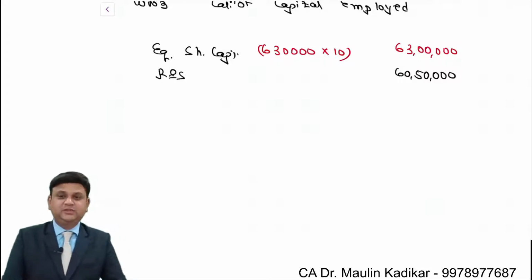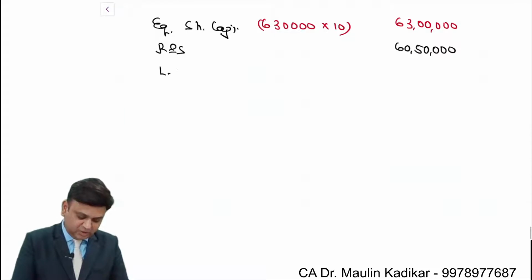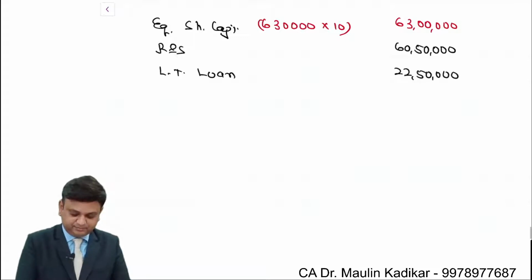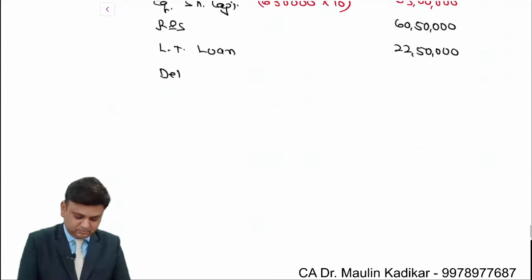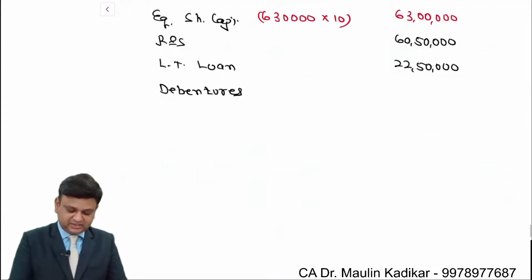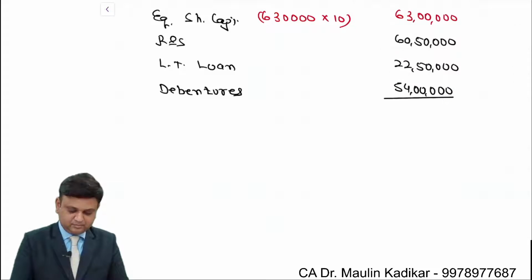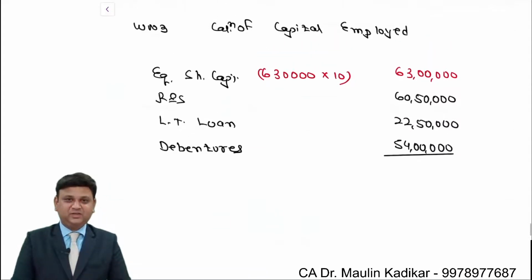There is no information for the preference share capital, so we are ignoring it. Then long-term loan that we have found 22,50,000. Then debentures 54 lakhs. This is the way we are required to find the answer.